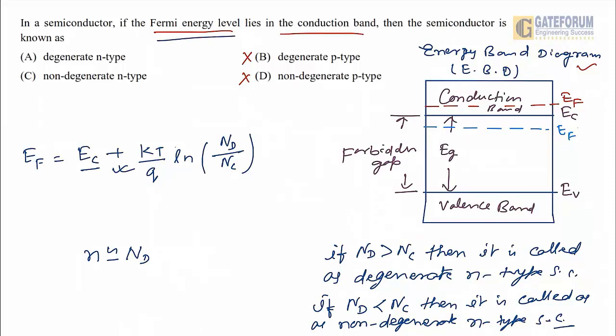So in the question itself it is given that the Fermi energy level lies in the conduction band. If it is lying inside the conduction band, it means it is justifying the first condition here, ND will be greater than NC, and in that case we can say that the type of semiconductor is degenerate and the Fermi energy level is lying inside the conduction band or near the conduction band, so it is called N-type. So ultimately the answer will be degenerate N-type semiconductor, and by that way the final answer for this question is option A, and this is the end of the explanation for this question.